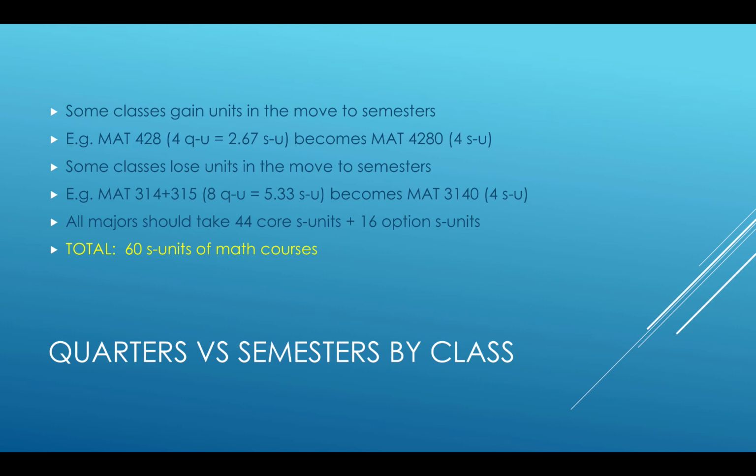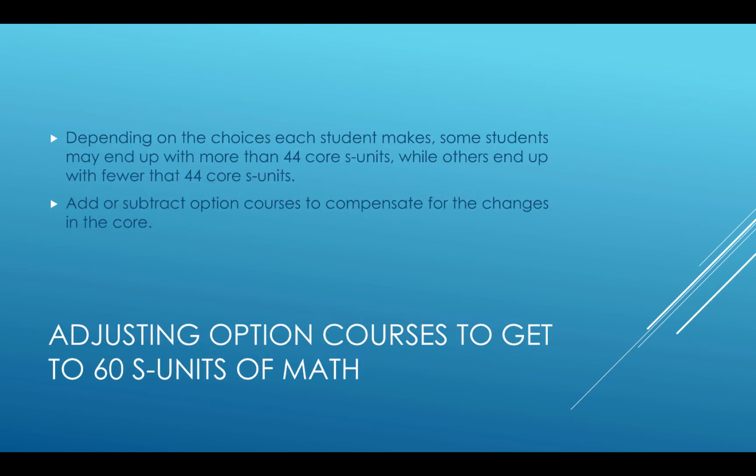We're going to say that you need to have 60 semester units of math courses total. So you'll take your core courses, whatever those core courses need to be, you'll take all of the core courses by topic, count up however many units those happen to add up to, and then add or subtract some number of option courses to compensate.